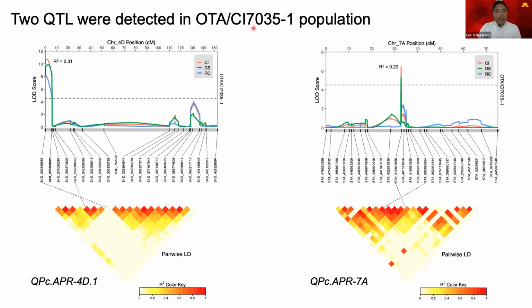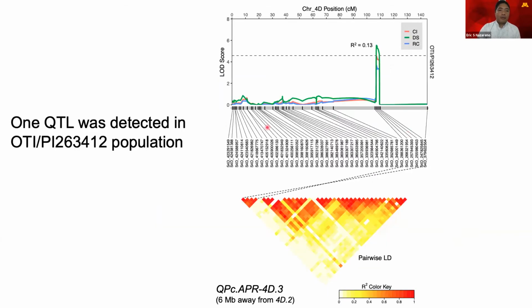For the CI7035 population, here's the QTL in 40.1 with an effect of 31%. This one is in 7A, has an effect of 20%, still high correlation on that significant region. And lastly, this is a QTL with a smaller effect, 13%, but we can still see high correlation between markers in that significant region. And that QTL is 6 MB away from the previous QTL that we have identified.